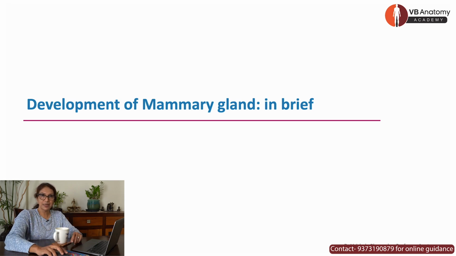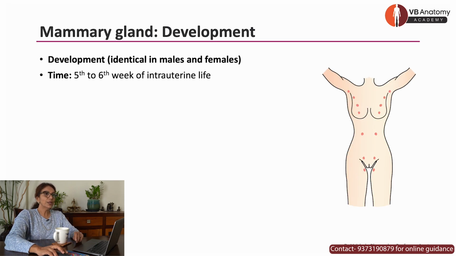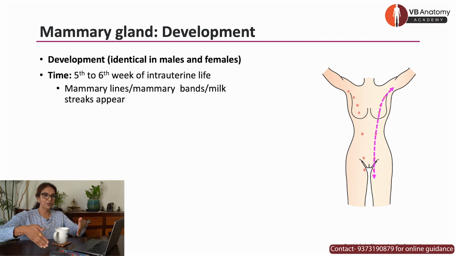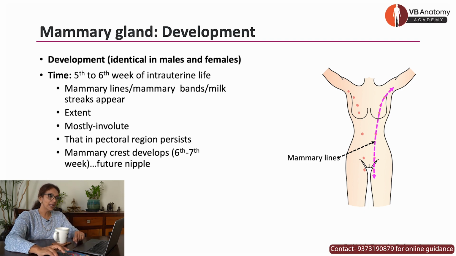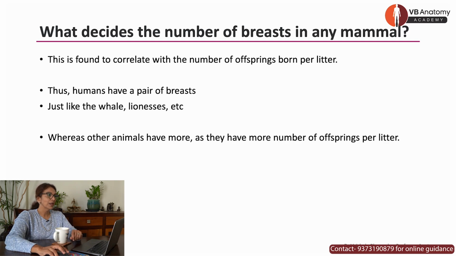Let's develop this mammary gland now. So what happens in the 5th or 6th week of intrauterine life, a series of mammary glands begin to develop in the form of a mammary line that extends from the axilla to the groin region. With time, all these lines disappear and what remains behind is a mammary crest, specifically in the region of the pectoral or the thoracic region of that person.